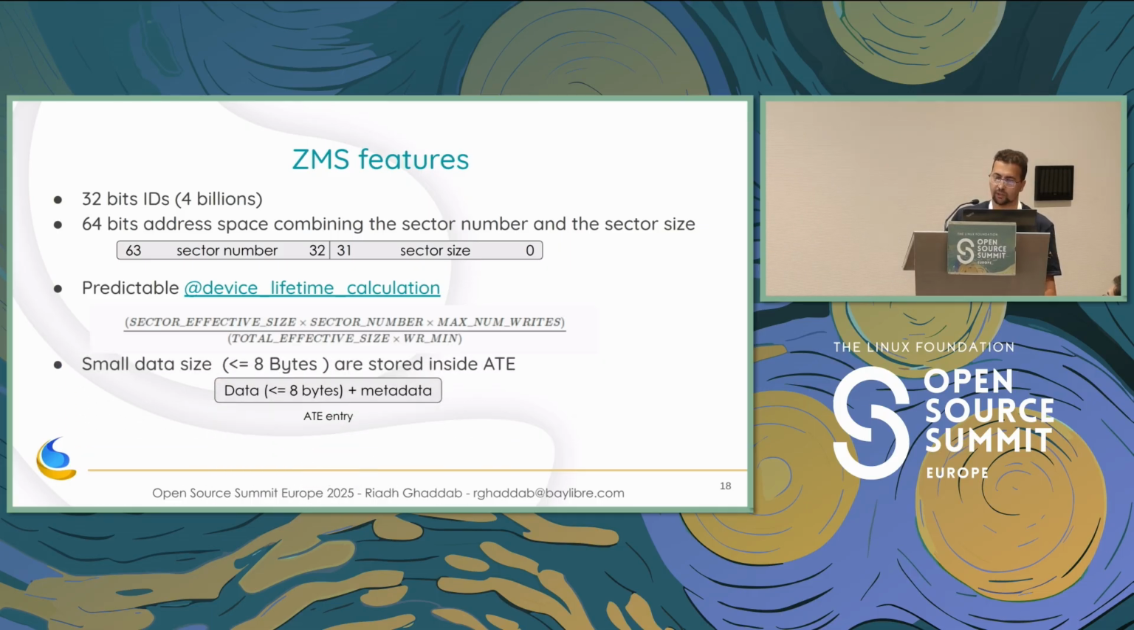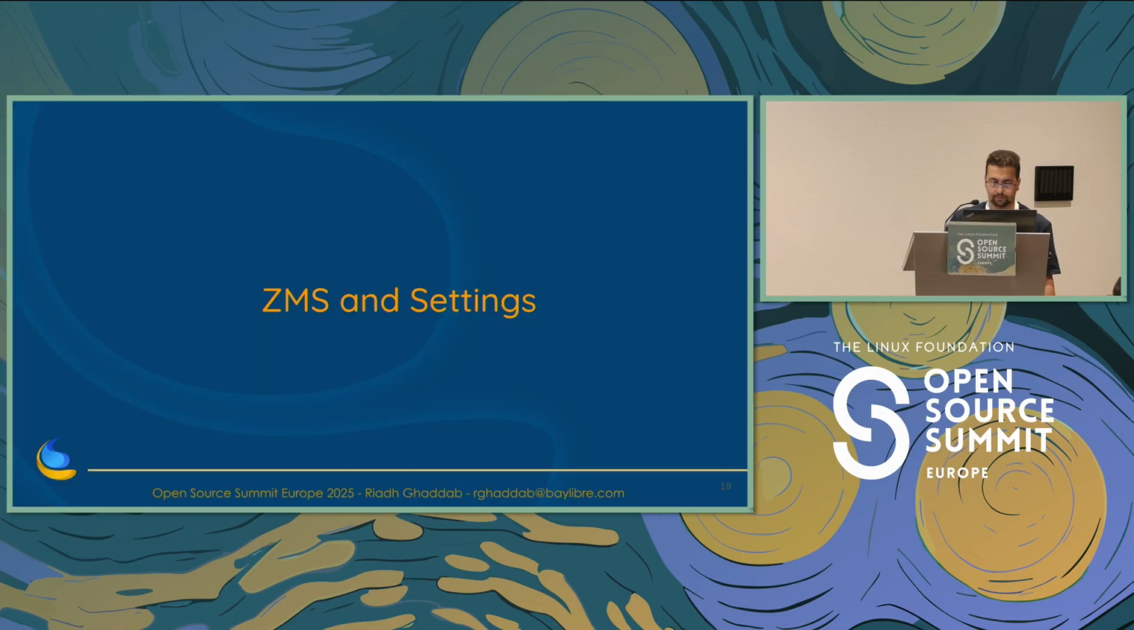Also, one of the features is that for small data sets, so if you have data that is less than 8 bytes, the data actually is written in the metadata itself. So we don't do two writes to write the data. It's only one write operation to write a small data size. But for larger data, of course, we need to make 2 writes. And also it has a built-in CRC for data integrity. So if something goes wrong, you get an error.